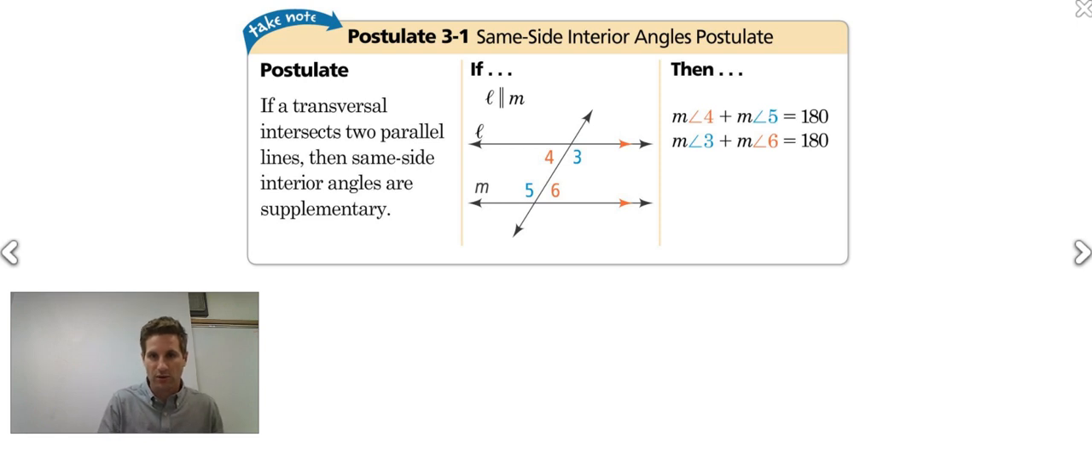Just a quick review: this line cutting right here is the transversal. L and M are the two lines getting cut by the transversal, and they have to be parallel. This is an if-then statement, just a conditional statement like we did in the previous chapter. So if the lines are parallel, then same side interior angles are 180 degrees. So let's keep moving on.